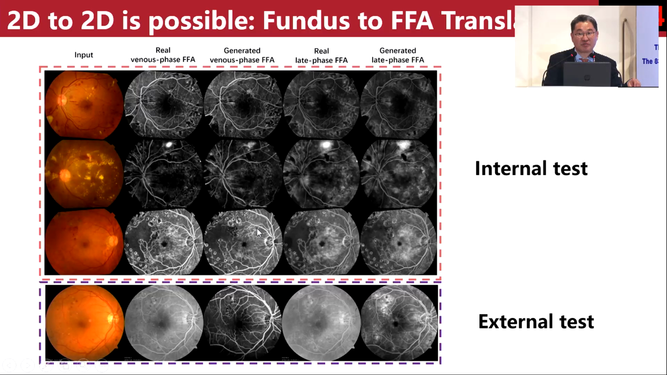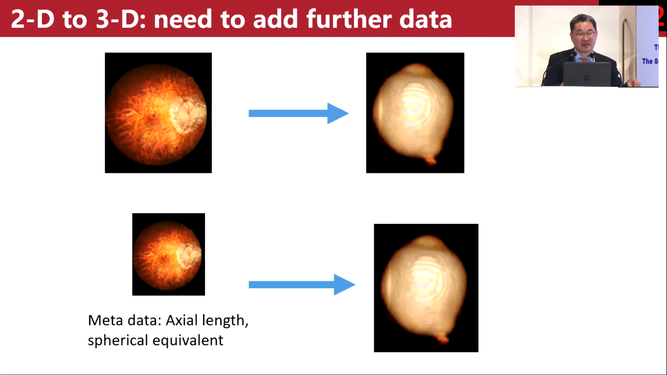And we are able to observe very similar patterns of ischemia in the retina, neovascularization leaking, and also the microaneurysm changes. So the question is, are we able to directly use GAN technology, generative AI, to convert a 2D full color fundus photo to the MRI 3D ocular shape? The answer is no. This is not possible.